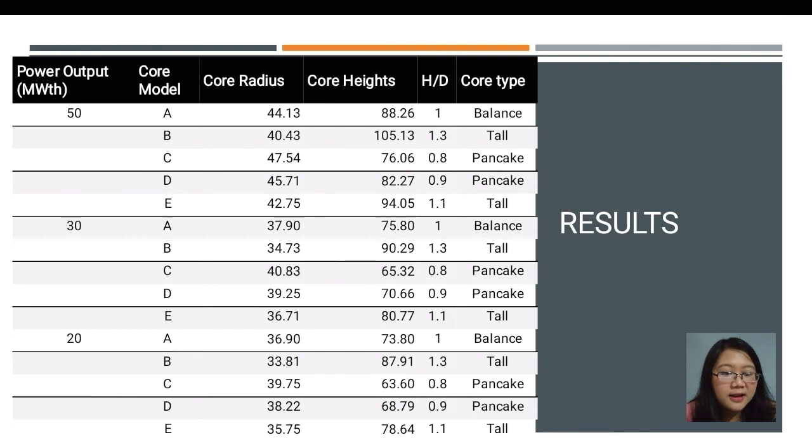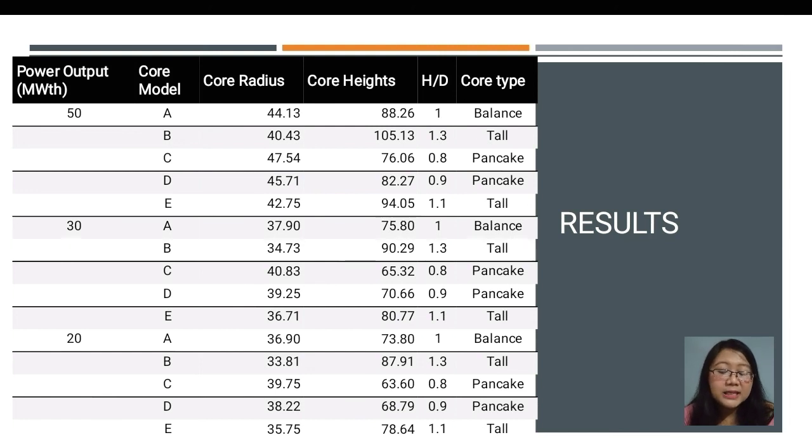And here is the result that I found. It's quite fascinating because for 50 megawatt thermal power output, it only has a radius of 45.7 centimeters and core height of 82.3 centimeters. And the most effective H/D ratio is 0.9, which is a pancake core type. And for 30 megawatt thermal output, it is also reached by model D, which is around 40 centimeters in radius and 70 centimeters in core height, and it also has H/D ratio of 0.9 and pancake core type.